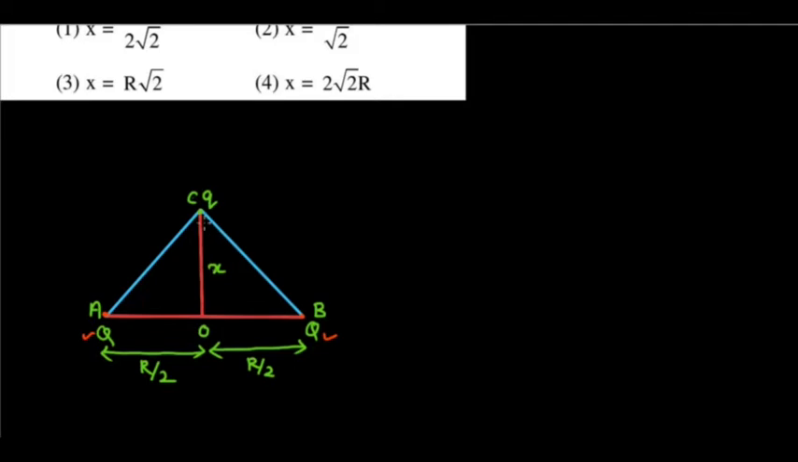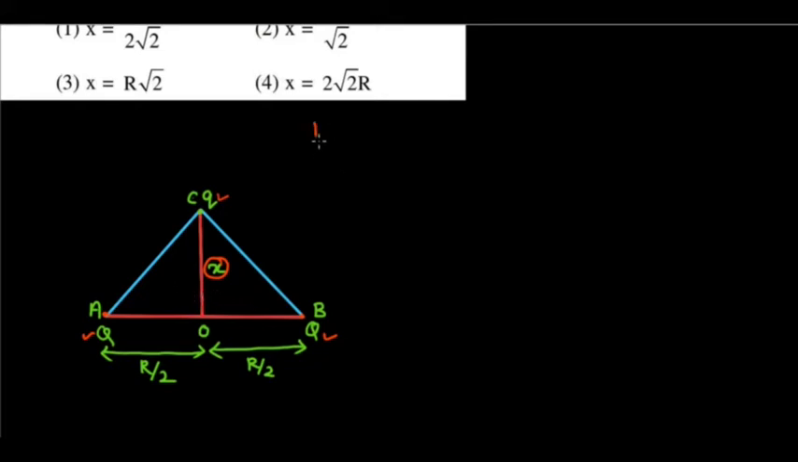On this perpendicular bisector, I have a point C which is at a distance x from the center O. And at this point C, I have another charge small q. So the question is, we have to find the value of x in terms of capital R, such that this charge small q will experience the maximum electrostatic force. So let's solve this question.